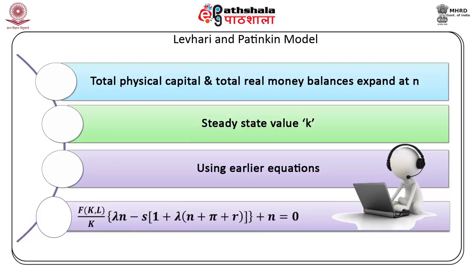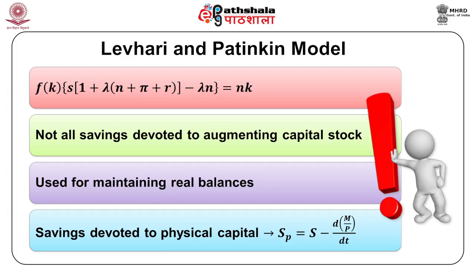Now it is important to find the steady state value of K. This can be found using earlier equations. We obtain F_K L upon K multiplied with lambda n minus s, which is multiplied with 1 plus lambda into n plus pi plus r, and this component is added with n, which is equal to 0. Using earlier equations, we get F_K into s into 1 plus lambda into n plus pi plus r minus lambda n is equal to nk.